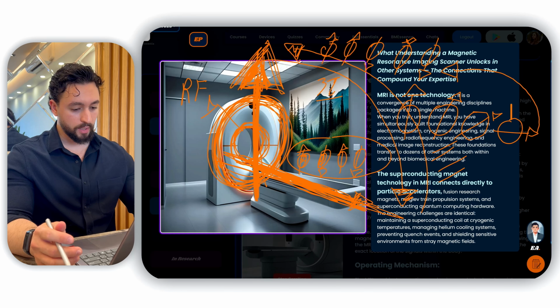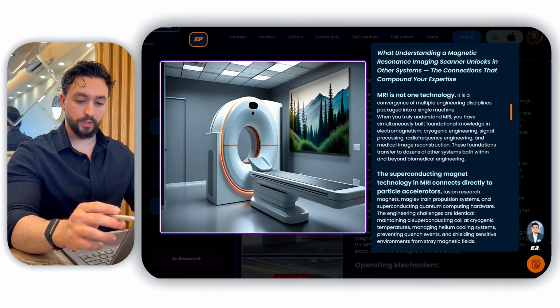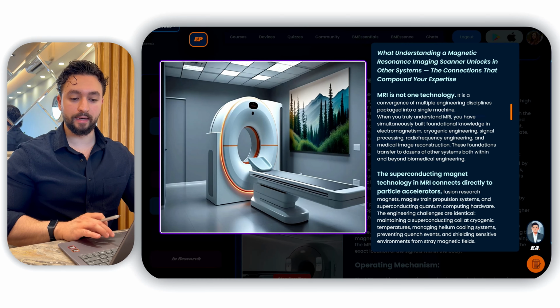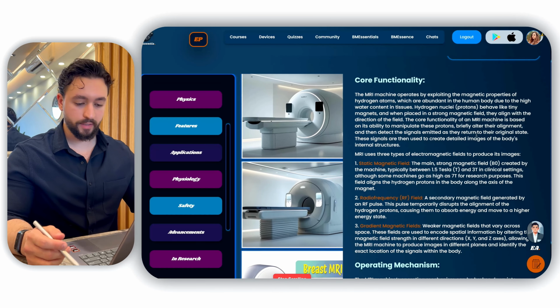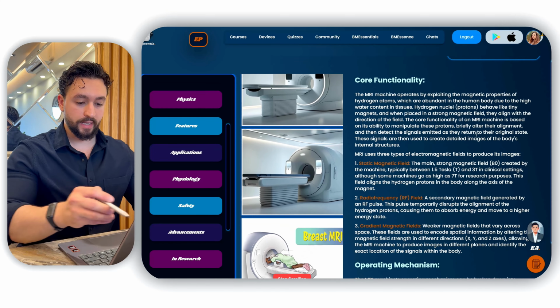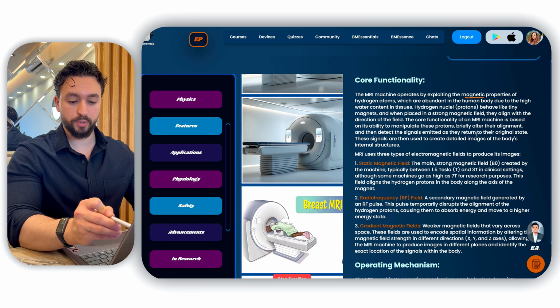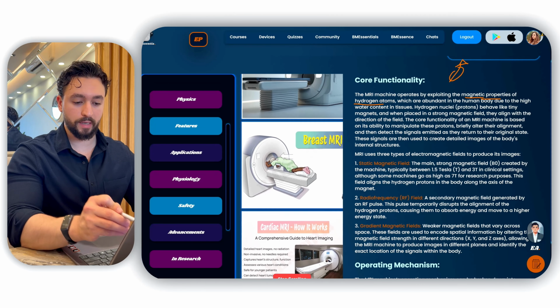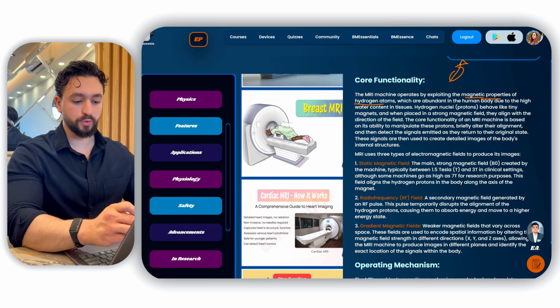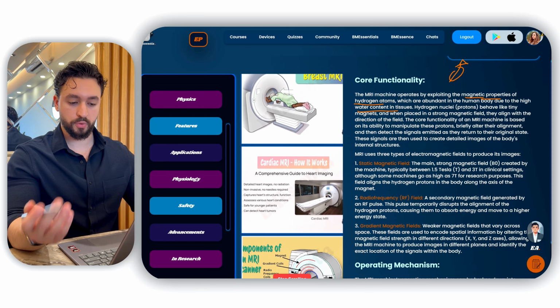Now we'll go into much detail when we talk about it, but this in the most general form is what the core functionality of the MRI medical device is. As you can see, the machine operates by exploiting the magnetic properties of the hydrogen atoms, the little proton spins that we talked about, which are abundant in the human body due to the high water contents within the tissues.